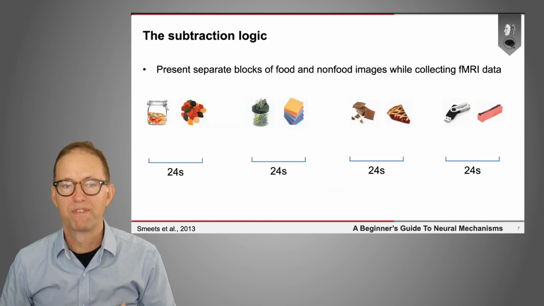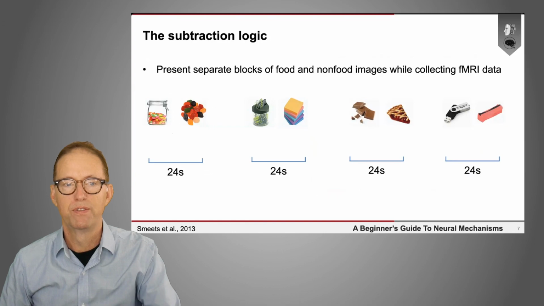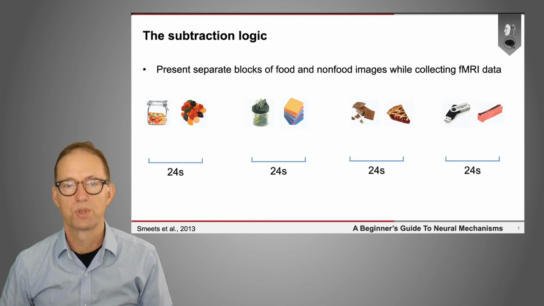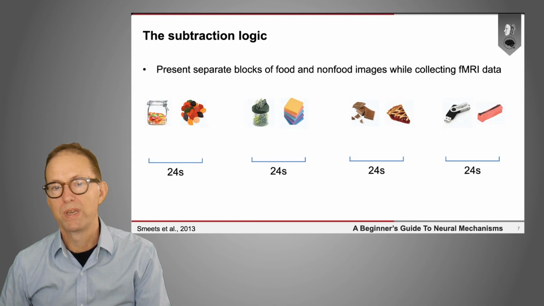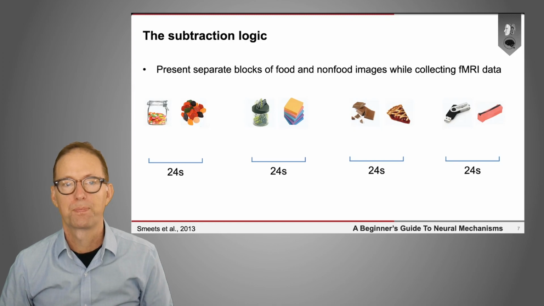So let's say for our food study, we might show people a block of pictures of food items for, say, 24 seconds. Then they rest for a moment, and then we show them 24 seconds of non-food images. Let's say we decide to use office supplies. Then we show them food images again, we show them office supplies again, and we do this enough times to collect enough data to be able to estimate the brain's response to these different pictures. So what does that look like?